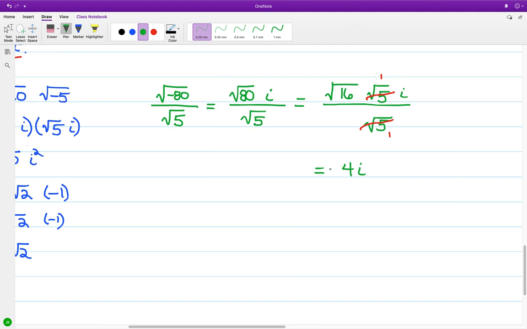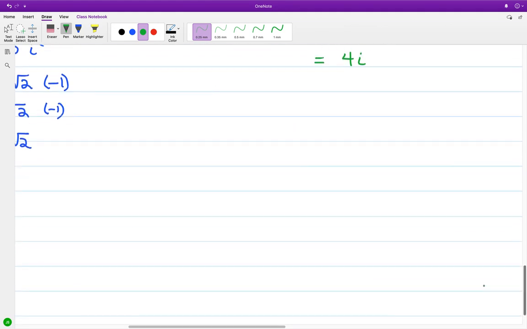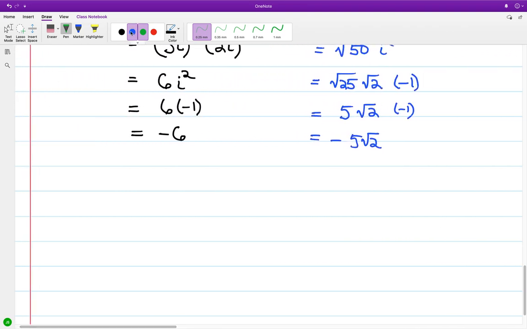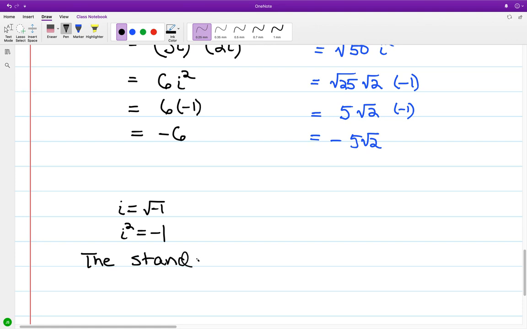Okay. And now, regarding complex numbers, just laying the foundation once again, we have i is equal to the square root of -1. i squared is equal to -1. Now, the standard form of a complex number is going to be a plus bi.